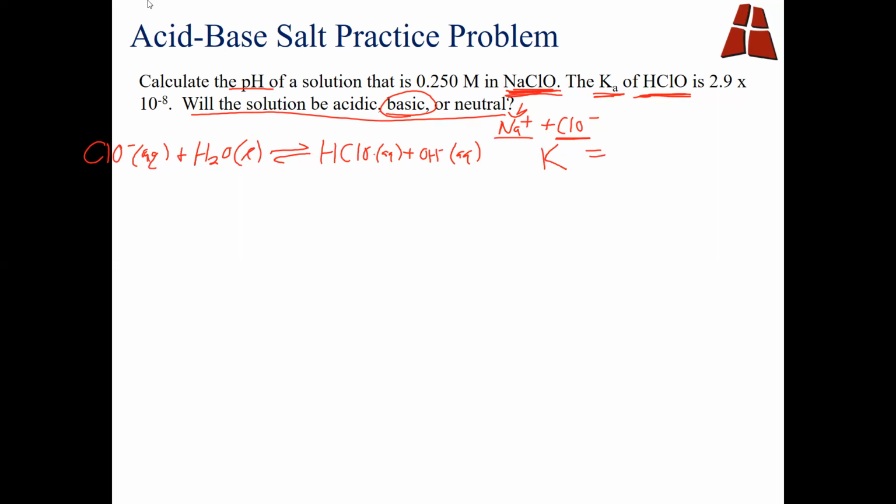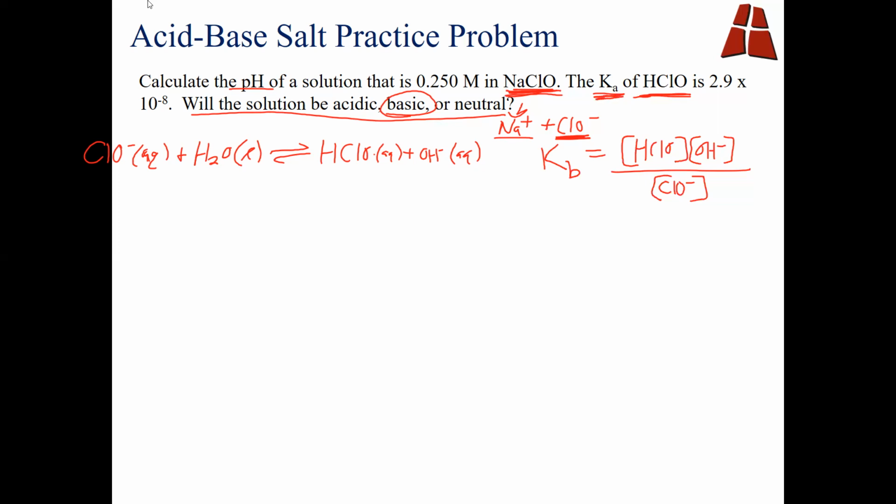And so K is going to be equal to HClO times OH minus over ClO minus. That's just our products over our reactants, right? You'll notice that I didn't put Ka or Kb. So take a moment to think to yourself, do we need the Ka here or do we need Kb? And hopefully you've come to the conclusion that we need to use Kb because ClO minus is going to act as a base when it reacts with water in our chemical equation there.